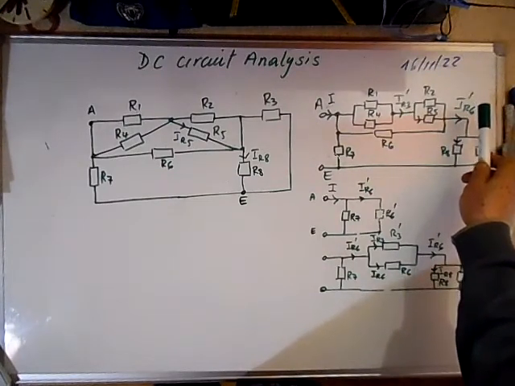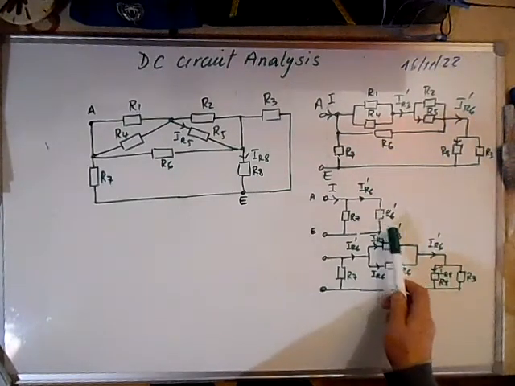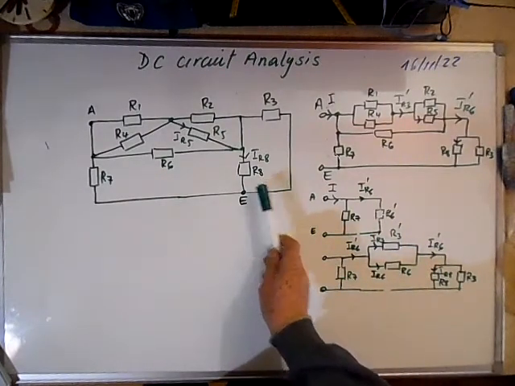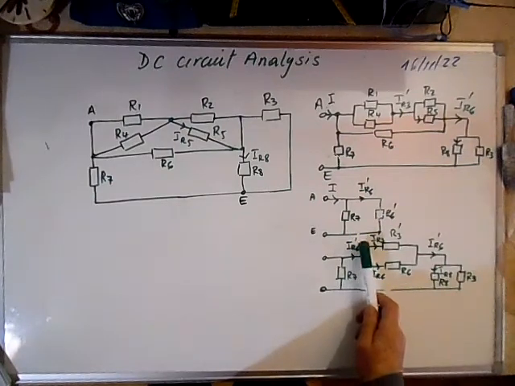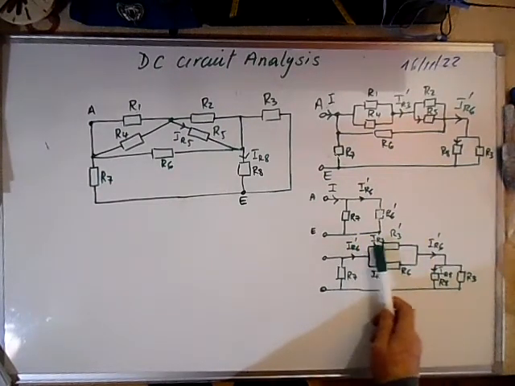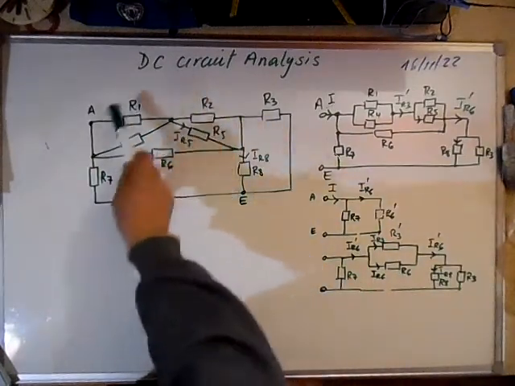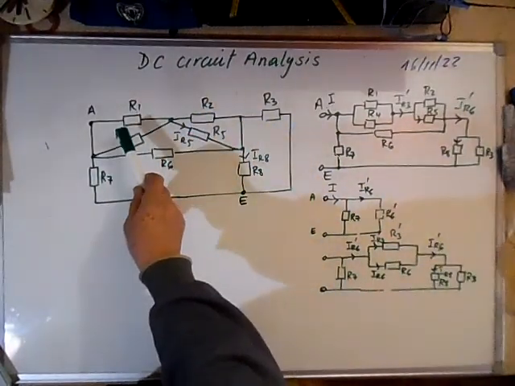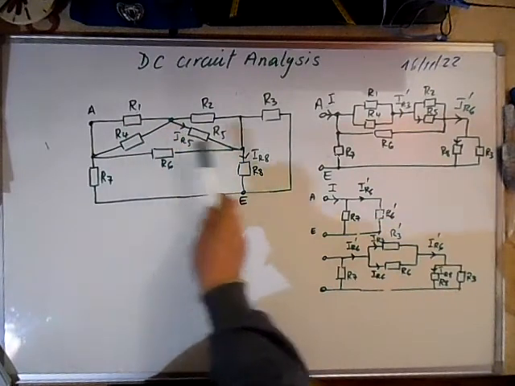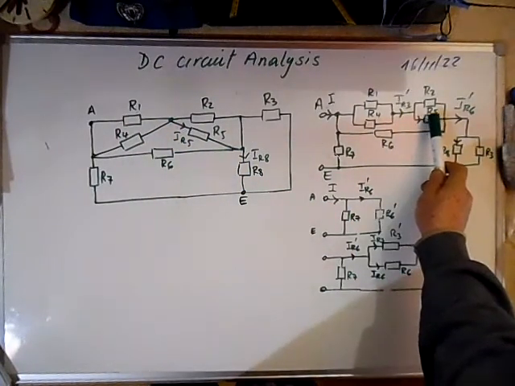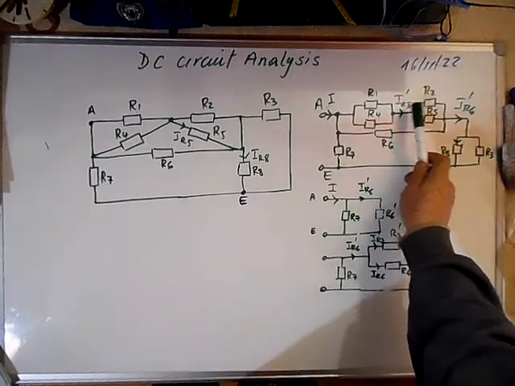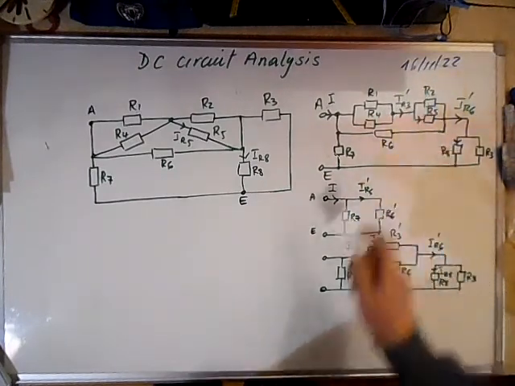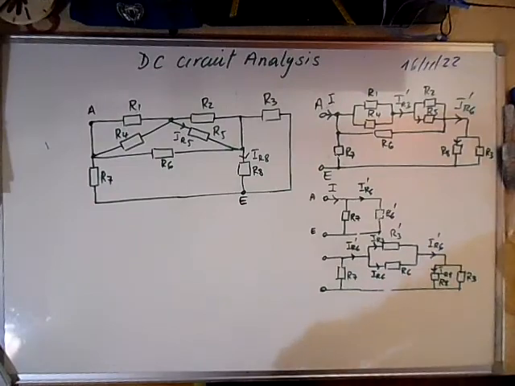R6 prime. Once I have this current, I can calculate this current. And once I have this current, I can calculate the current flowing here in these four resistors. And again, using the current divider, I can calculate IR5 using IR3 prime.